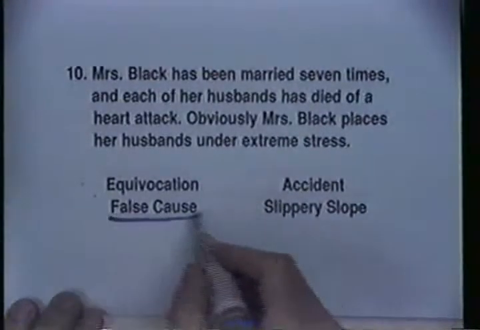Mrs. Black has been married 7 times, and each of her husbands has died of a heart attack. Obviously, Mrs. Black places her husbands under extreme stress. Well, this is the fallacy of false cause.